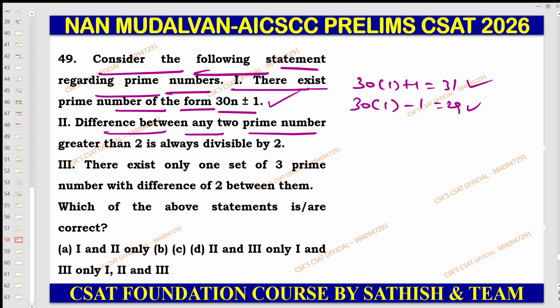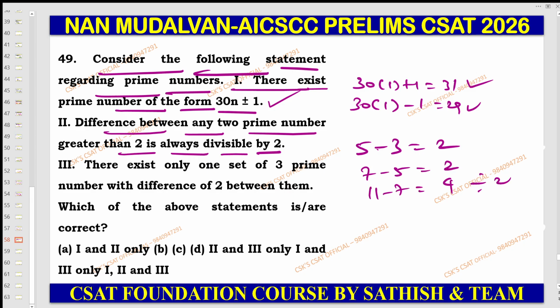Difference between any two prime numbers greater than 2 is always divisible by 2. Difference between any two prime numbers greater than 2. So therefore 5 minus 3, 2. 7 minus 5, 2. 11 minus 7, 4. All the cases it is divisible by 2. Are you understood? Statement number 2 also right.